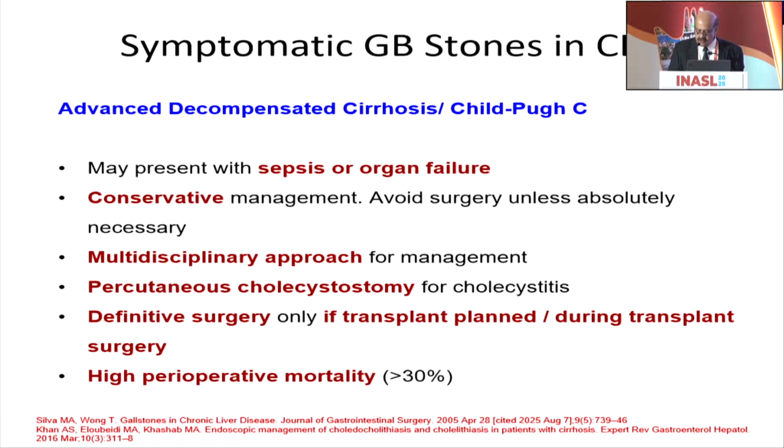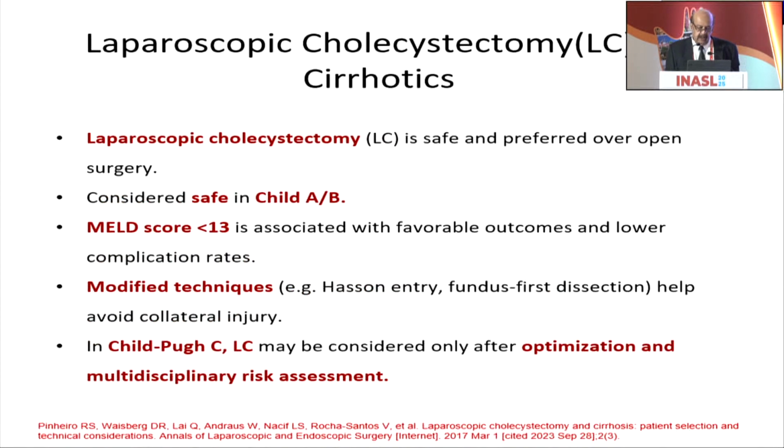Percutaneous cholecystostomy can be done. Definitive surgery only when transplant is planned and cholecystectomy can be done during transplantation. There is a high perioperative mortality, so a percutaneous cholecystostomy or EUS guided procedures can also be done in these patients. So lab chole is safe, preferred in Child's A and B.